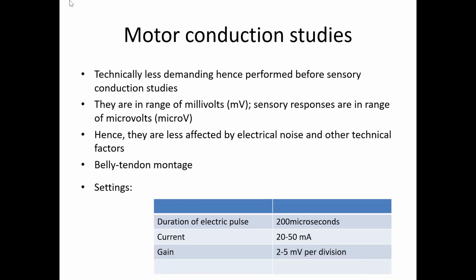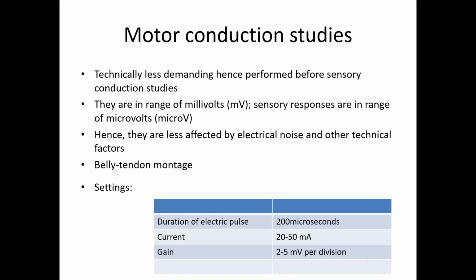Less than the motor, microvolts. Yes, microvolts, but how much? We are talking about the responses being in microvolts, but when you're giving the current, that is in milliamperes, right? Current is milliampere. So for the sensory, how much current is being given, and for motor, how much current is preferred?